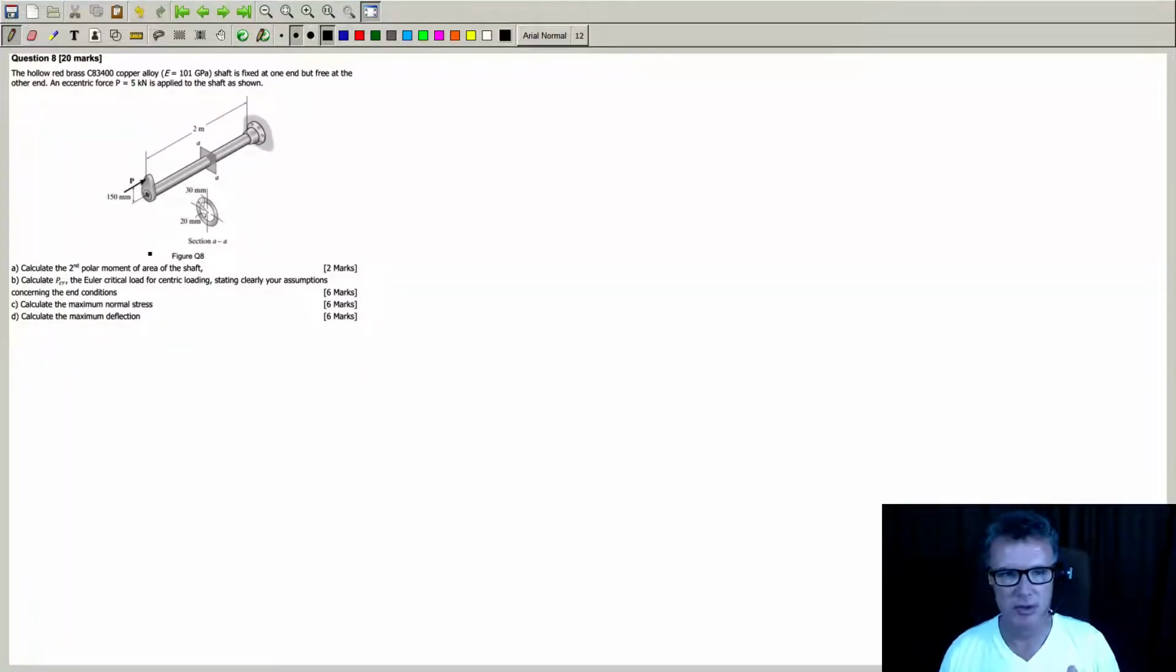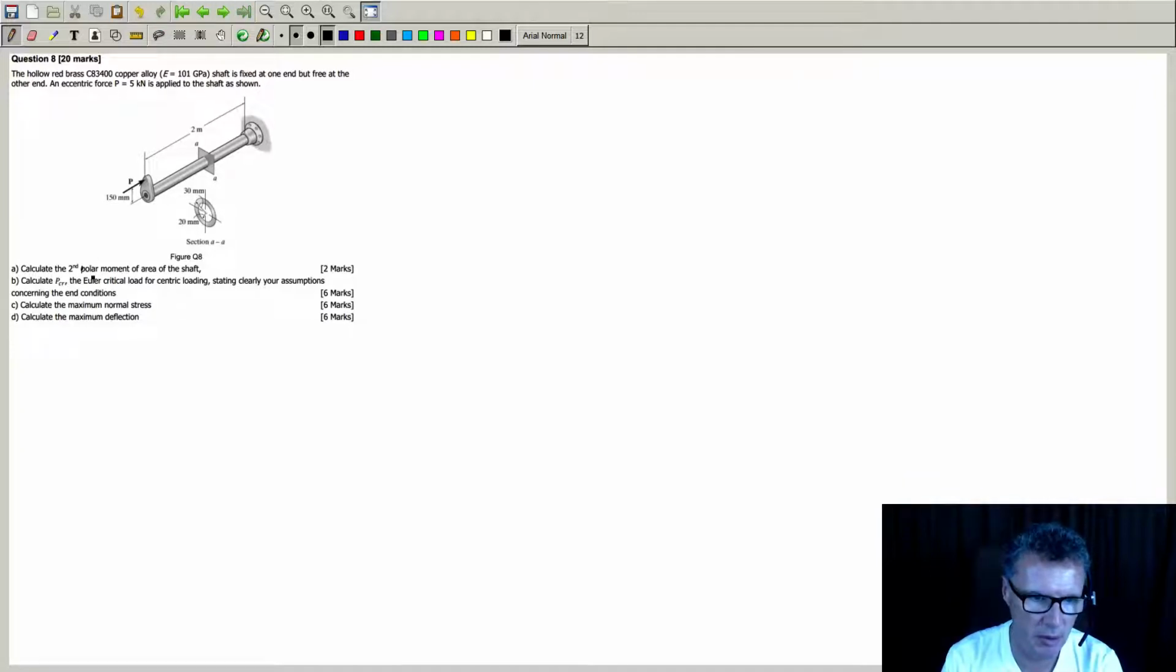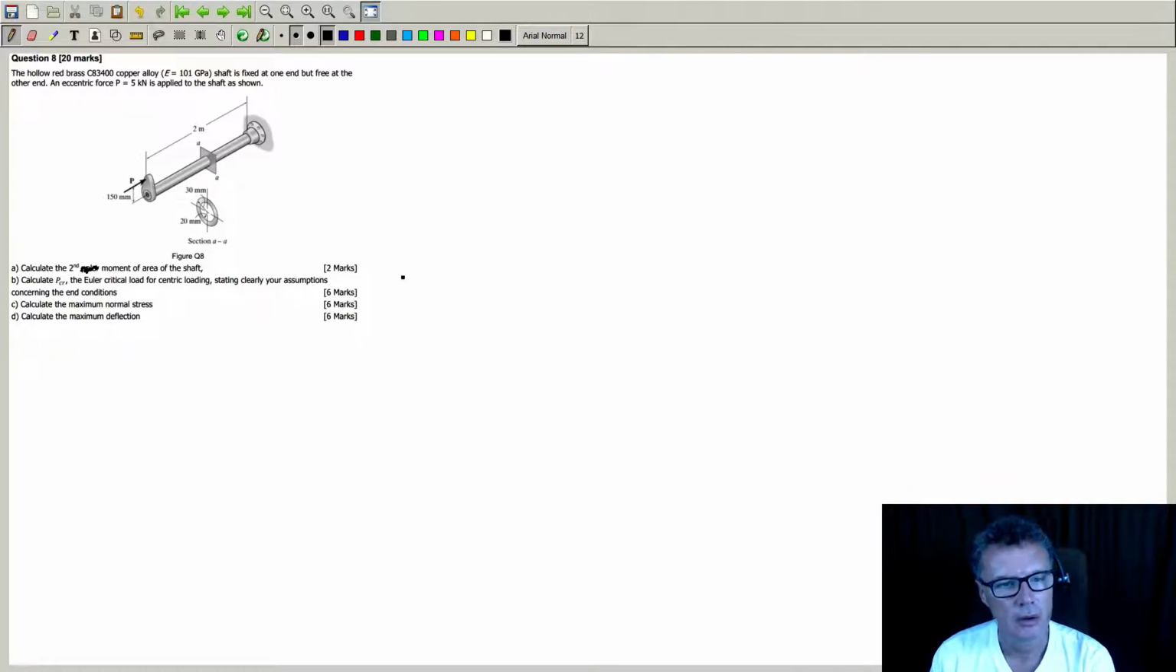Okay, so let's have a look at question 8, and it's an eccentric loading problem. There's a typo in the question here, so it's the second moment of area, not interested in the polar. So let's start off by calculating the second moment of area for the shaft. Well, that's straightforward.